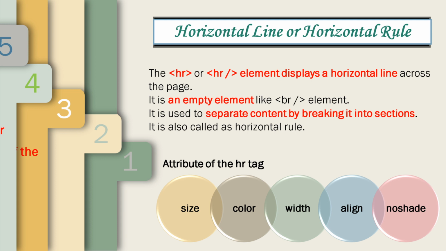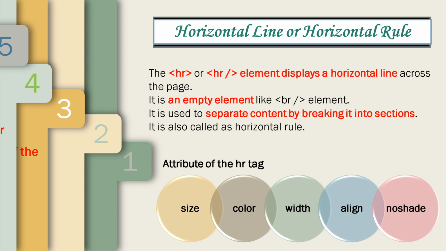Here we are familiar with one empty tag, that is line break or BR. HR is also an empty element like the BR tag, so it does not have any content or closing tag. The HR tag is used to display a horizontal line in your web page. It is used to separate the content by breaking it into sections.